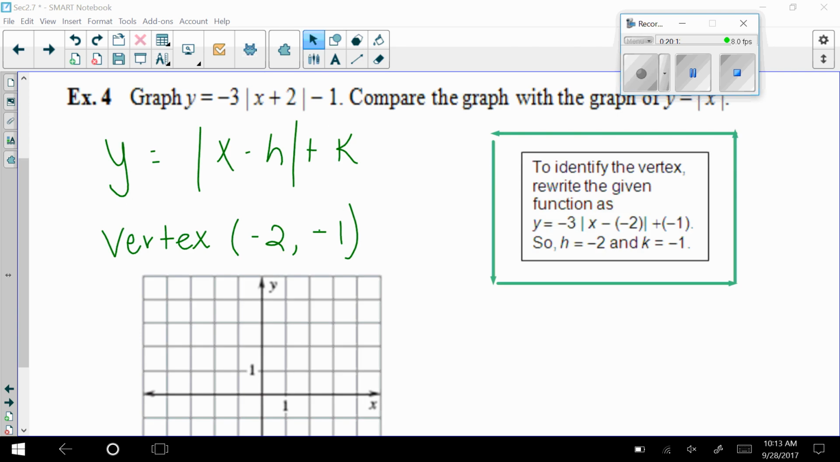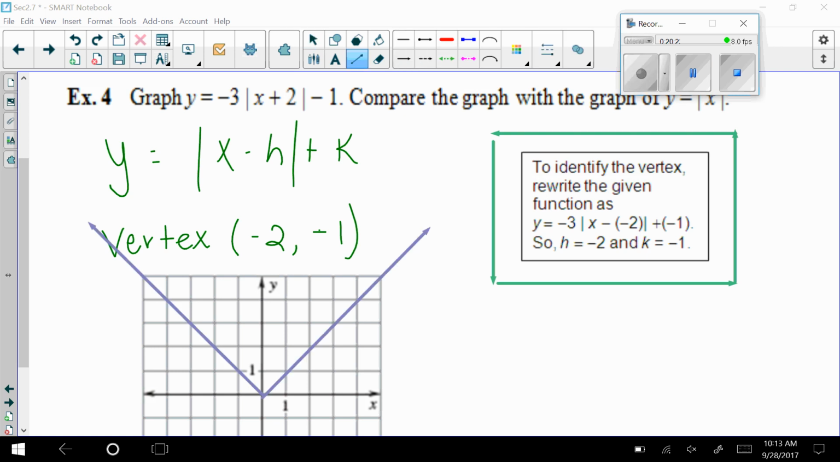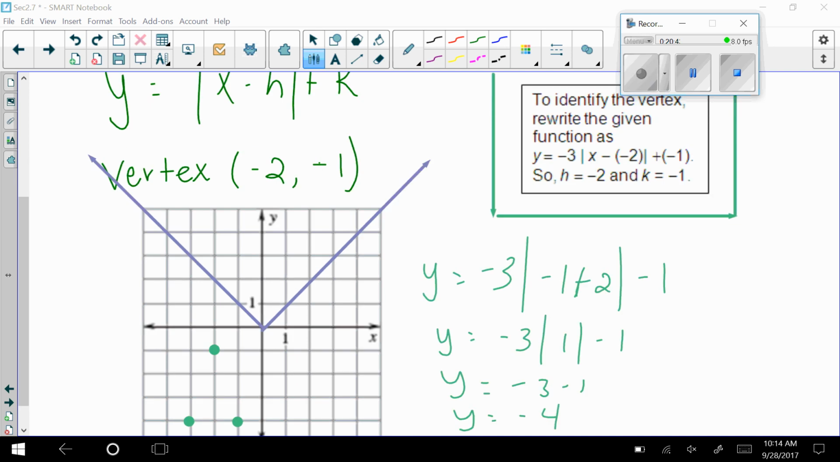So when it asks me to compare the graph to y equals the absolute value of x, the first thing I'm going to do is graph that, y equals the absolute value of x. Then the next thing I'm going to do is plot my vertex, -2, -1 of my new function, y equals -3 times the absolute value of x plus 2 minus 1. Then I'm going to choose a second point on my new child graph, and I'm going to choose x is -1 and solve for y. And when x is -1, y equals -4.